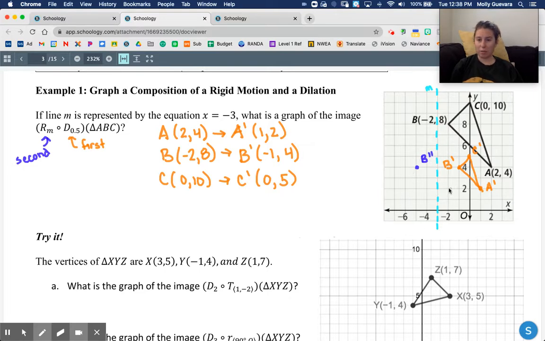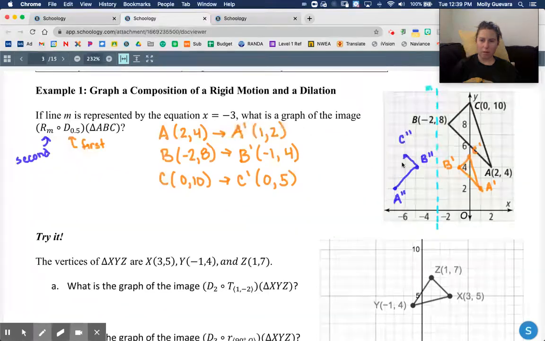A is 1, 2, 3, 4 coordinates, or 4 units to the left, so 1, 2, 3, 4. 4 units again, and that is A double prime. And then C is 1, 2, 3, so I count 1, 2, 3. Here's C double prime. So there is the graph, this guy right here.